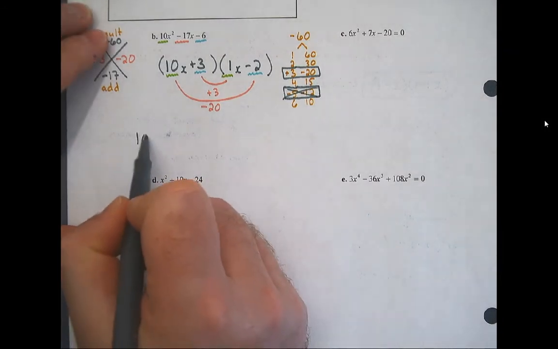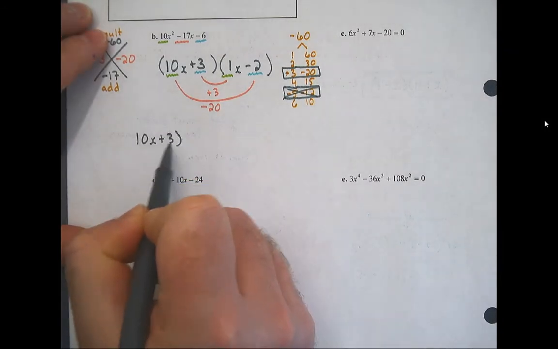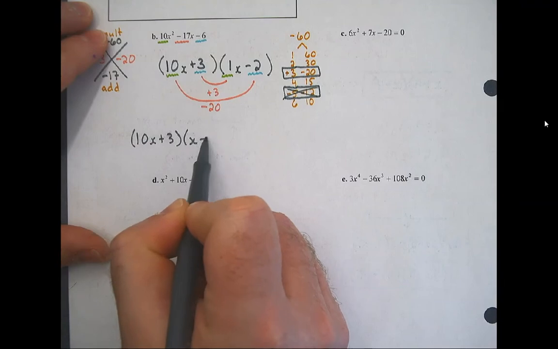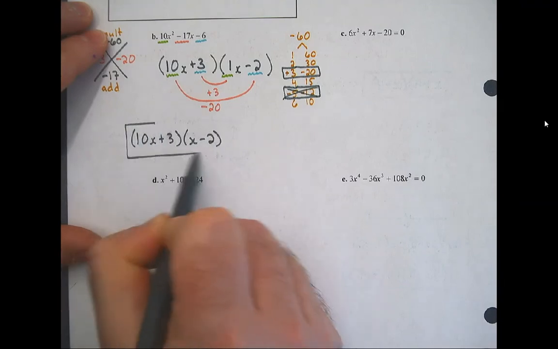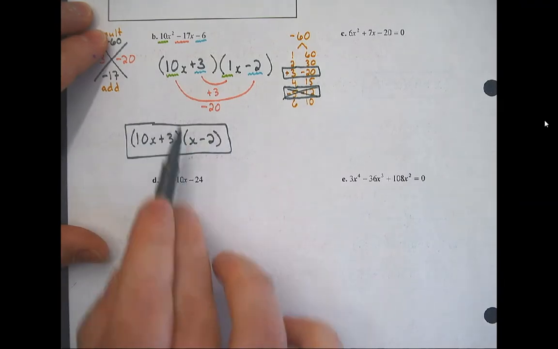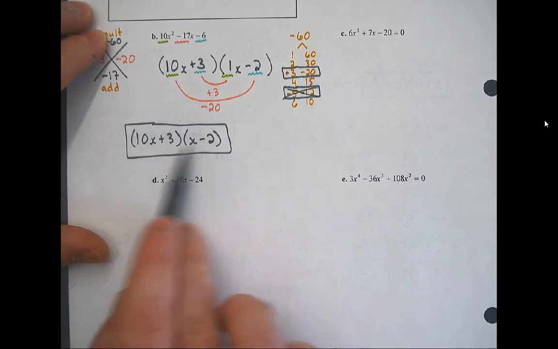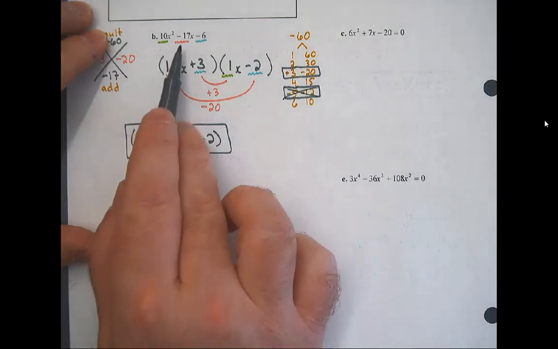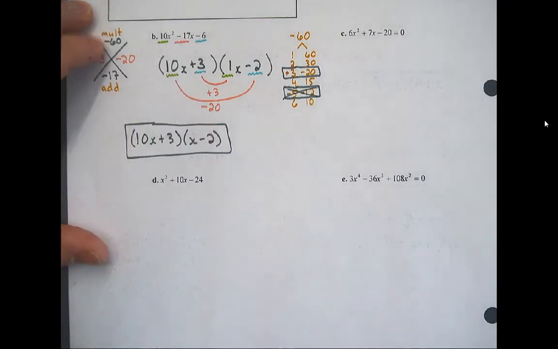Now I like to rewrite it so that I can do a quick distribution and see if I did it correctly. 10 times 1 is 10. That's a negative 20 plus 3. Negative 20 plus 3 is negative 17. 3 times negative 2 is negative 6. We got it.